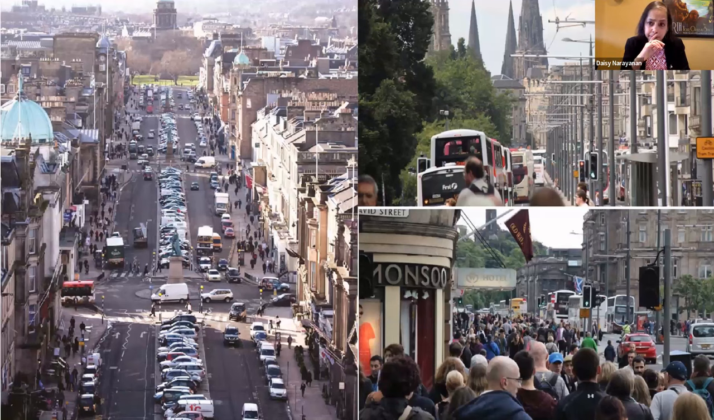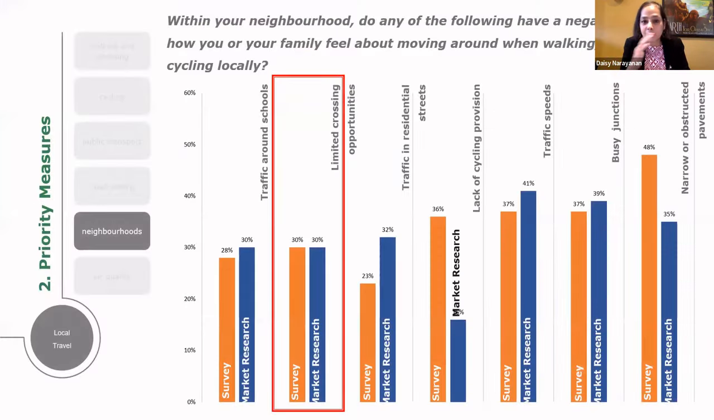Next slide, please. No surprises here whatsoever. It's a snapshot of what people said in the consultation. People want better crossings. 30% of respondents to the consultation said that limited crossing opportunities had a negative impact on how the family feel about moving around while walking, wheeling, or cycling in the area.